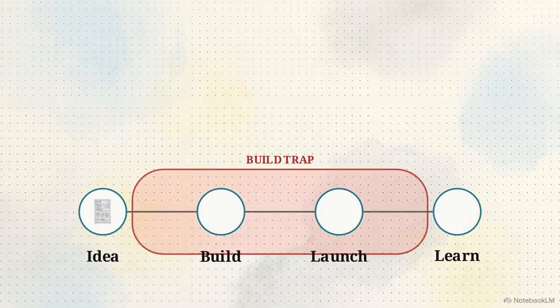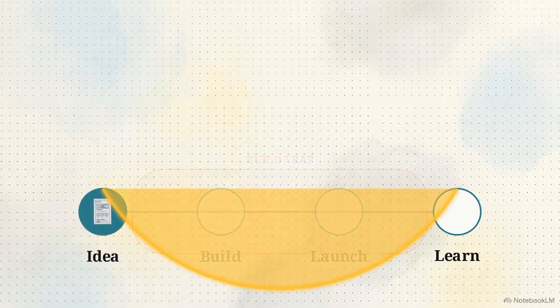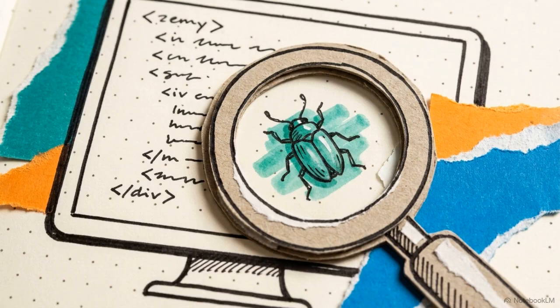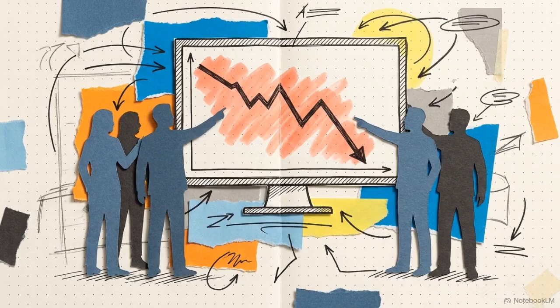To solve this, Jake Knapp developed the design sprint at Google Ventures. It bridges the idea directly to the learn phase, bypassing the build and launch loop in exactly 5 days. This isn't a tool for minor bug fixes. Sprints are reserved for high-stakes problems where the team is stuck or a massive amount of money is at risk.